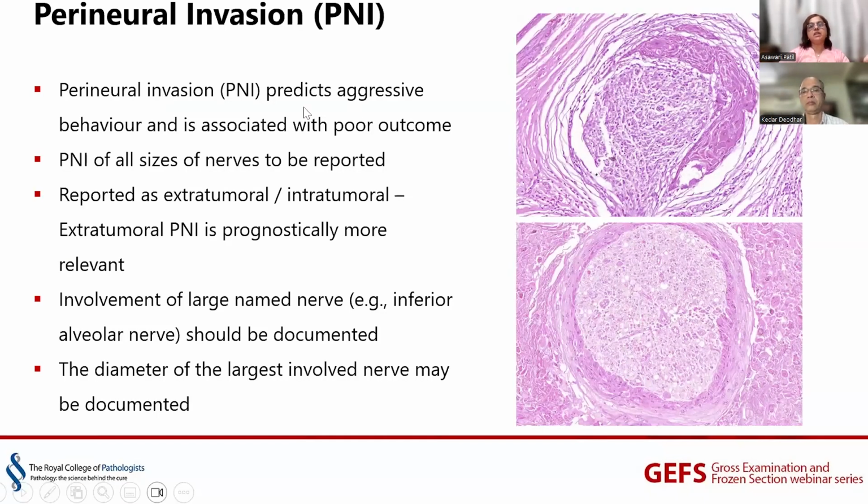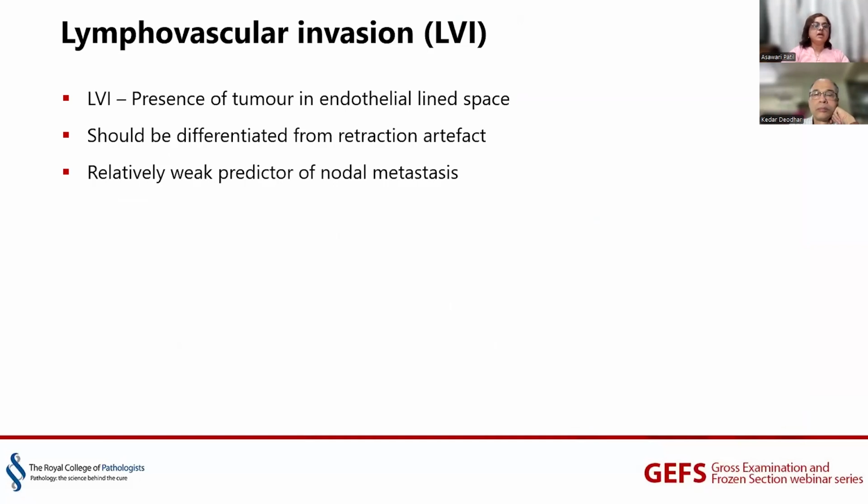Perineural invasion predicts aggressiveness, and we have to report perineural invasion present or absent, reported as extratumoral, intratumoral. It is desirable to mention the diameter of the largest nerve involved. Some people do mention the PNI density, although it is not really mandatory, it is not a core element. And if there are named nerves, like an inferior alveolar nerve showing perineural invasion, we have to specify that: inferior alveolar nerve shows perineural invasion.